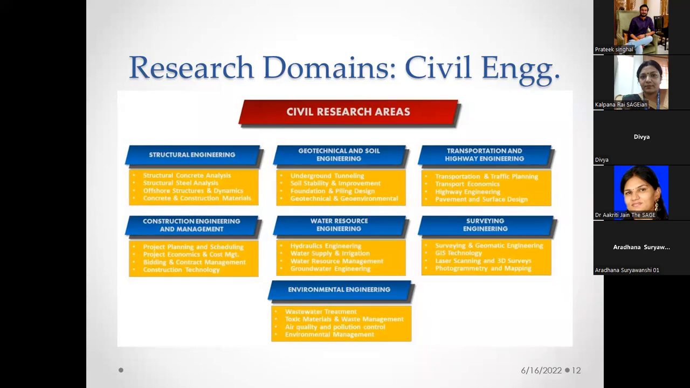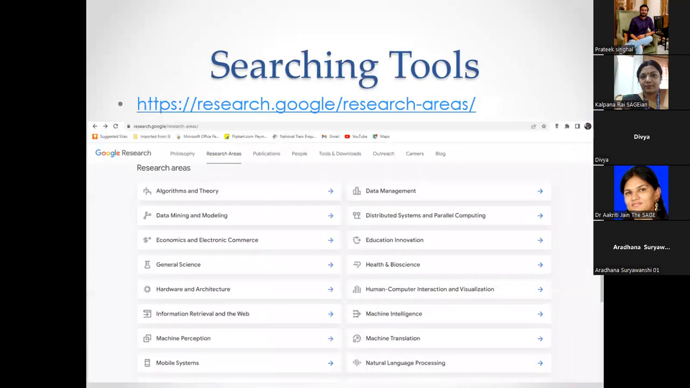You need to take the basic knowledge about different areas. That way, you will be able to identify your interest. So try to identify your interest in the different areas. Until and unless you have specific interest in the research area, you can't go into detail of it. So these are the different research domains and research areas where you can perform your studies.